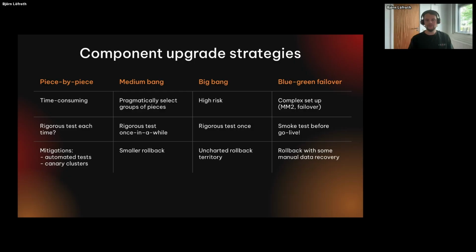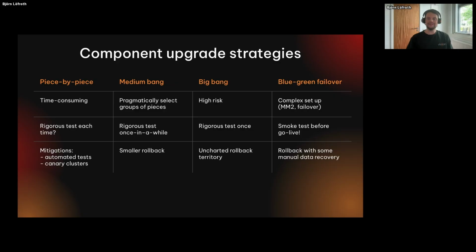So I think we have gravitated more to some kind of medium bang approach as a compromise, where we try to select groups of pieces that have to go together, or we just group them to get an acceptable amount of risk in one go. And then we do some rigorous testing once in a while, performance testing, for example. And then in case of a rollback, you have less complexity, but still complexity, right?